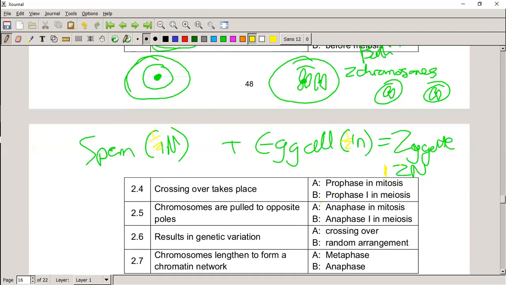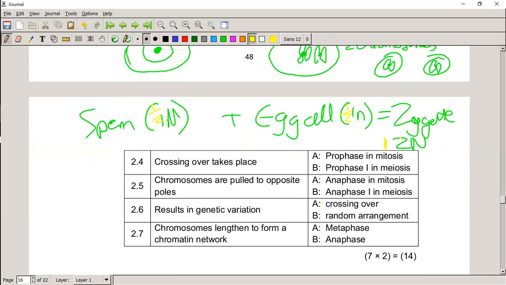Yes, I understand. Okay. Crossing over takes place during prophase in mitosis? No. No crossing over, no genetic mixing in mitosis. But it happens in prophase one during meiosis. So the answer for that will be B only. Chromosomes are pulled to opposite poles during anaphase in mitosis. Yes, chromosomes will be pulled. Anaphase one in meiosis, yes, both of them. So that's both A and B.